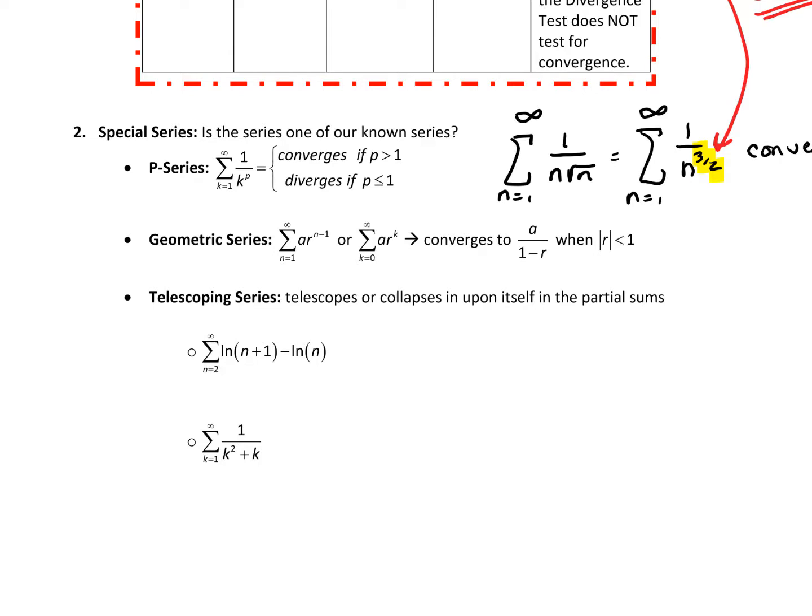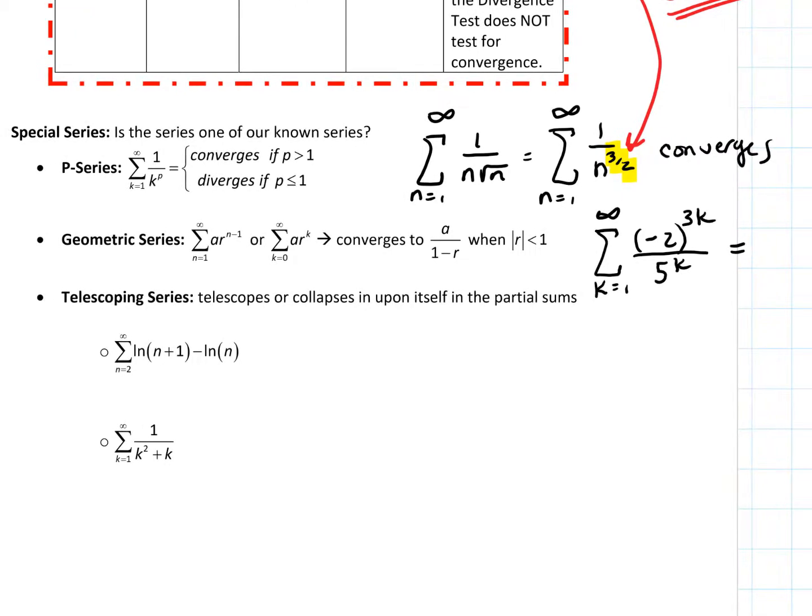All right, geometric series. What would a geometric series look like? Well, something like, let's say we had negative 2 to the 3k over 5 to the k. Again, I'm just writing it. Sometimes they don't come exactly in the form, but we do a little bit of work and we get to it pretty quickly, and we can see that this is actually the sum from k equals 1 to infinity of negative 8 to the k over 5 to the k, where the ratio is negative 8/5.